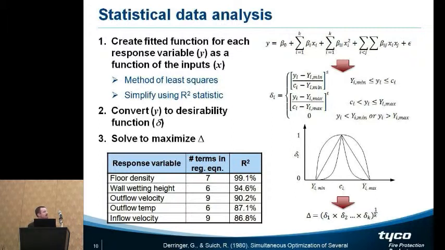We can take all these for each of our response variables and create this composite desirability using the geometric mean. That gives us a single function that we can maximize. And from there, we can extract the optimum set of inputs for our model that will essentially create our virtual spray. So this is the overview of the method.